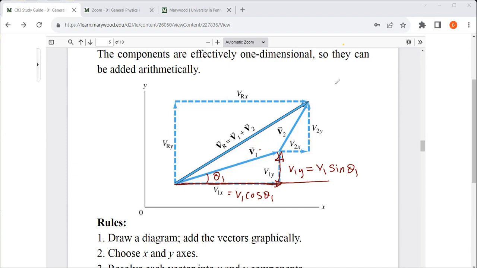Now what about v2? So this is v2, and let's say v2 makes an angle theta 2 with the horizontal. A horizontal line means it is the x-axis. So it makes an angle theta 2 with the horizontal. That means v2x is this one, and v2y is this one. So v2x will be v2 cosine theta 2, and v2y will be v2 sine theta 2.